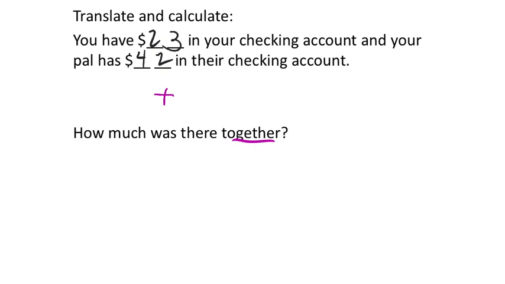On the assignment, there's usually two boxes, one for the translation and one for the actual final value. So I'm going to start with how much you have, which it says is 23 bucks. And then I'm going to add to that your pal's amount, and your pal has $42. That is our translation right there. Of course, to find how much they have together, we're just going to take those two values and add them together.